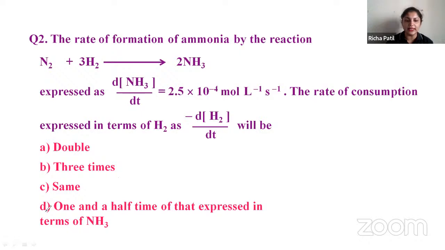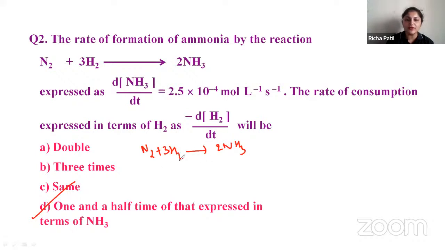Yes, the answer is D. It is 1.5 times that expressed in terms of NH3. So if you write the rate for this reaction, that is N2 plus 3 H2 giving you 2 NH3. So how will it be?